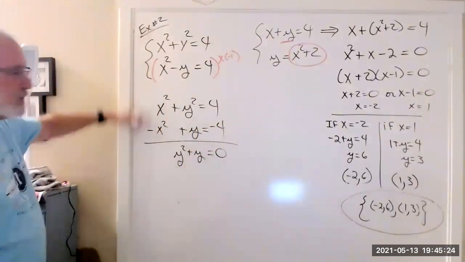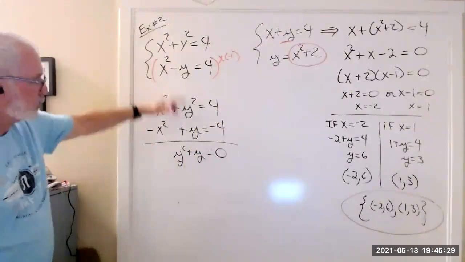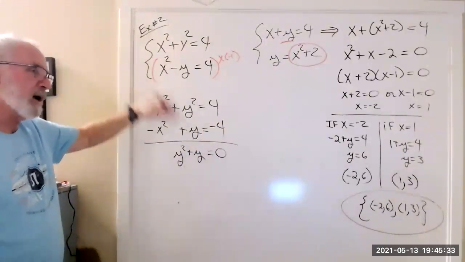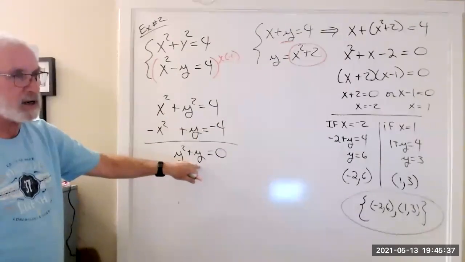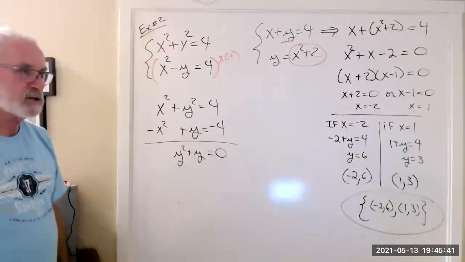I can add these x squareds and they cancel each other out. I can try and add these, but they're not like terms. So the best I can do is write that and say, I tried, but I knew I couldn't do it. And 4 and -4 make 0.